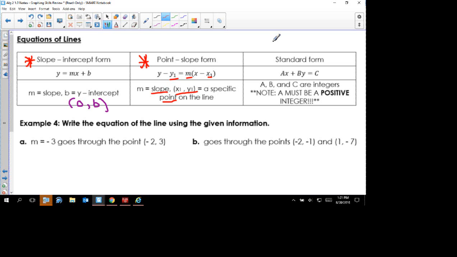Standard form we're going to talk about later. It does say the form is ax plus by equals c. It says that a, b, and c are integers. And that A has to be a positive. I'm not going to focus on that. We're not going to do it today. We'll do it a different day.